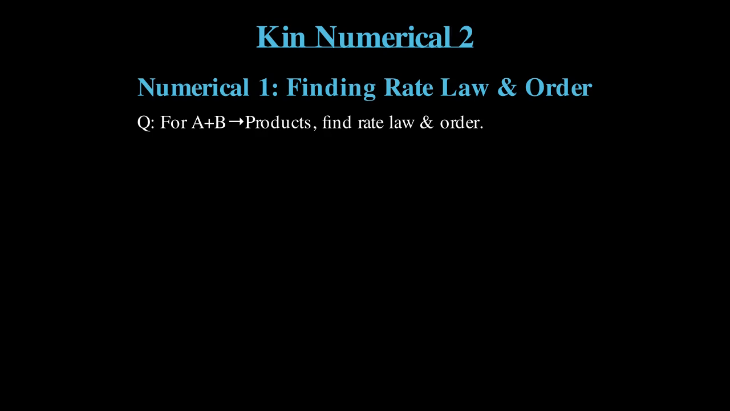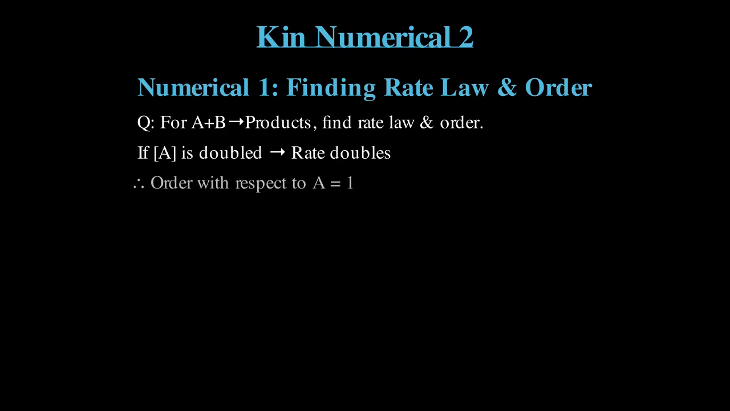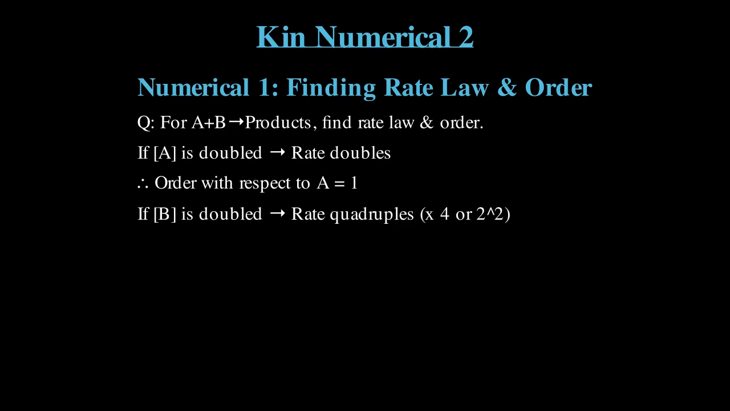Let's break this down. First, when A is doubled, the rate also doubles. This shows a direct, linear relationship. So, the order with respect to A is 1. Next, when B is doubled, the rate quadruples. Now, think about what 4 is. 4 is 2 squared. This means the rate is proportional to the square of the concentration of B, so the order with respect to B must be 2.